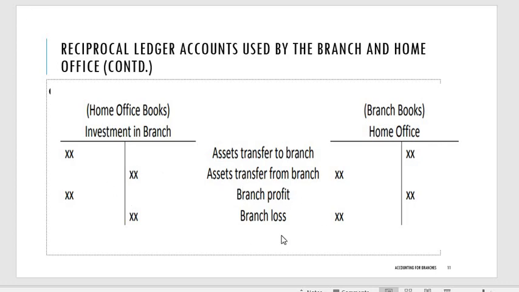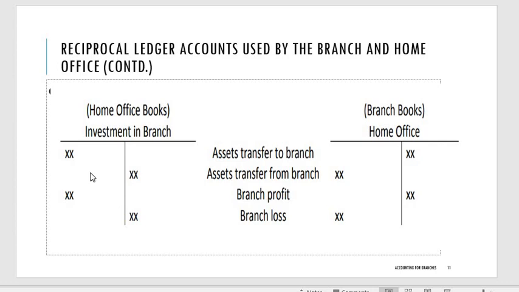So, as I said earlier, when a branch has a profit, it should increase the capital account. When you record a profit, the income summary account has a credit balance. To close the income summary, you debit income summary and credit home office current account. If there is a profit, it will increase the capital account, so in this case, the home office account increases.